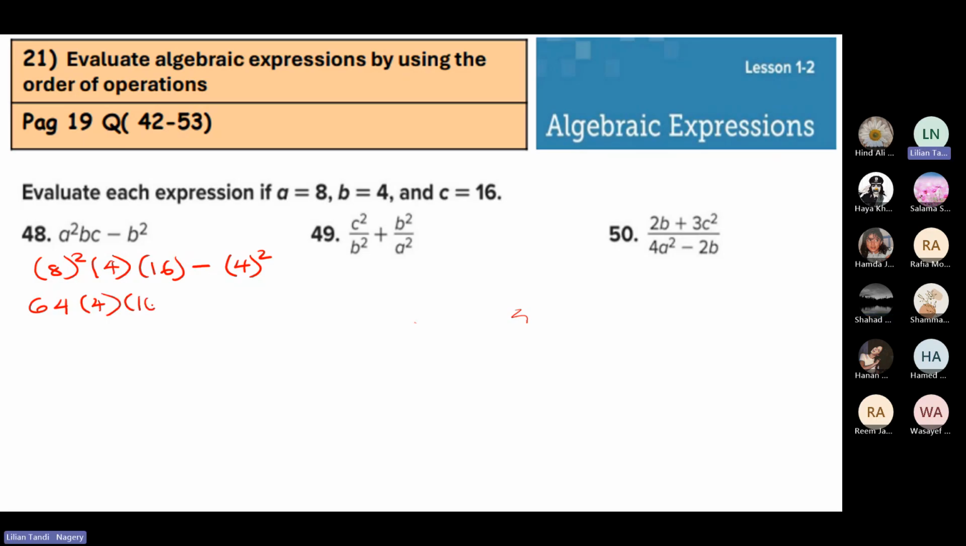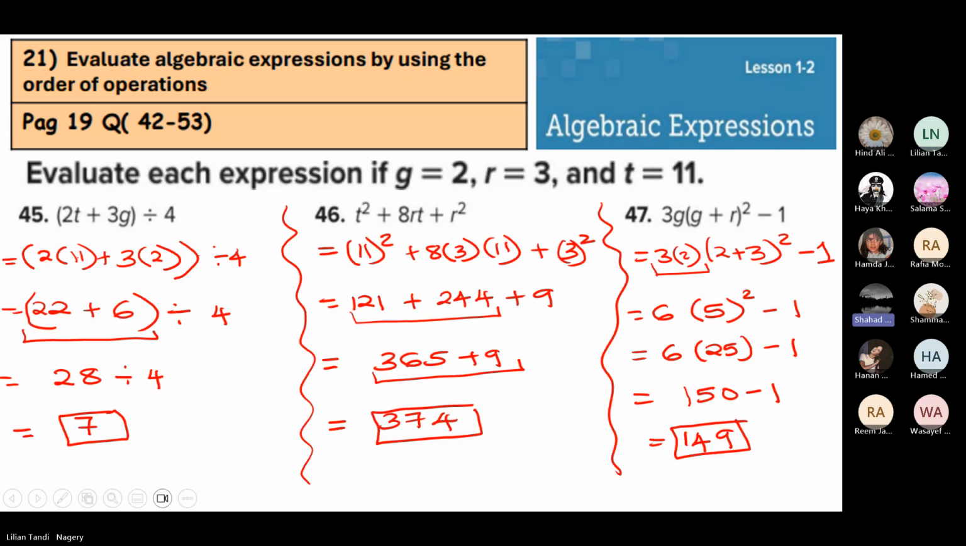Miss Lillian, you have the wrong answer. Which page? The question 2. 8 times 3 times 11 is 264. 264, okay. Somebody confirm I wrote the wrong answer also. Where is my calculator? Yes, Miss. It should be 264.